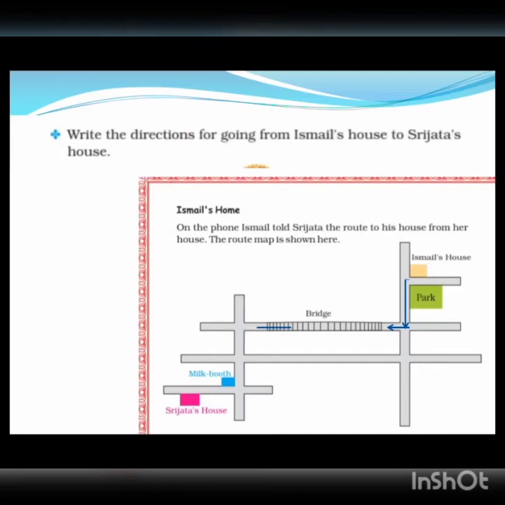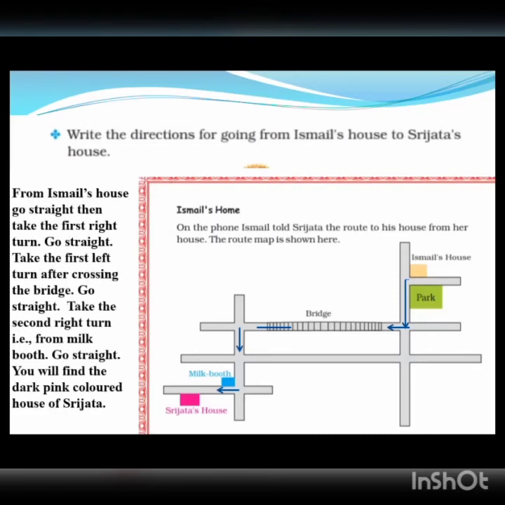Go straight and which turn? Yes, left turn. After that, go straight and take the second right, or we can say take the right turn from milk booth like this. Then go straight. You will find the dark pink colored house, and this is Srijata's house. Clear?